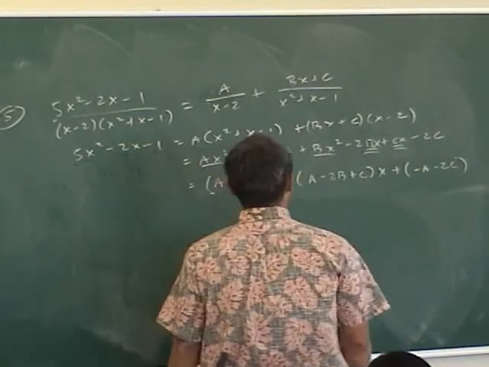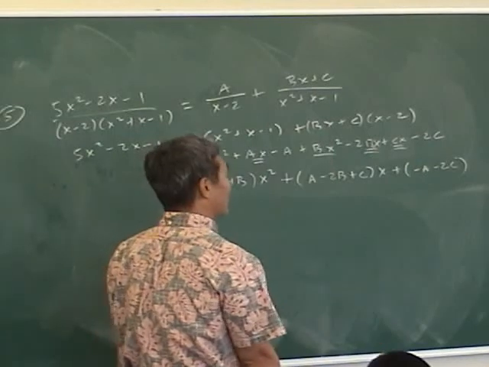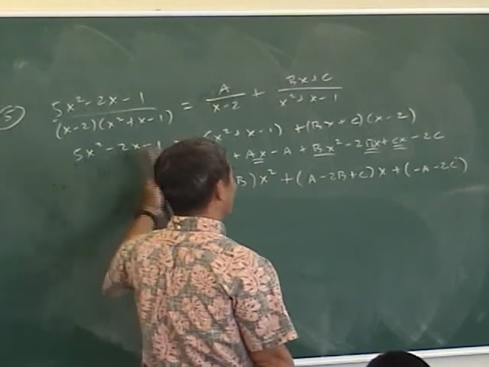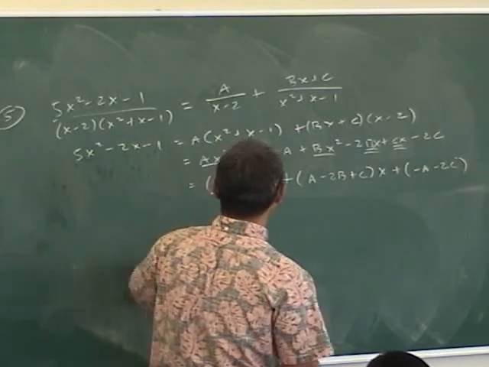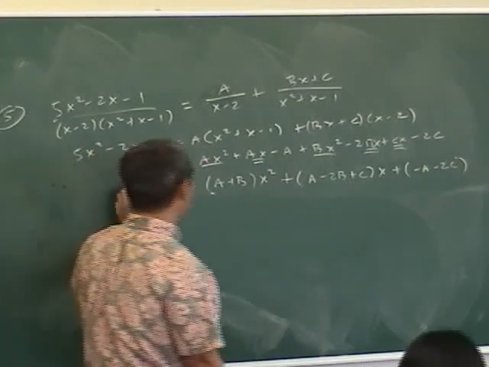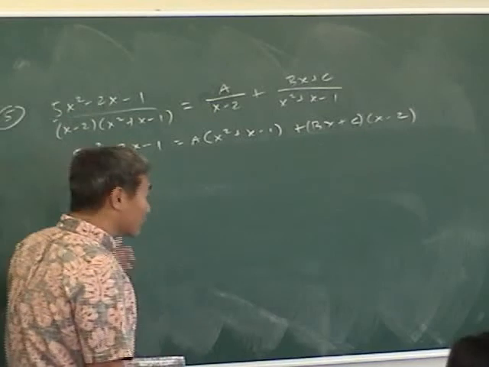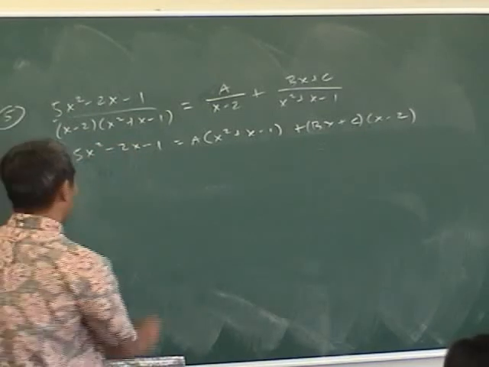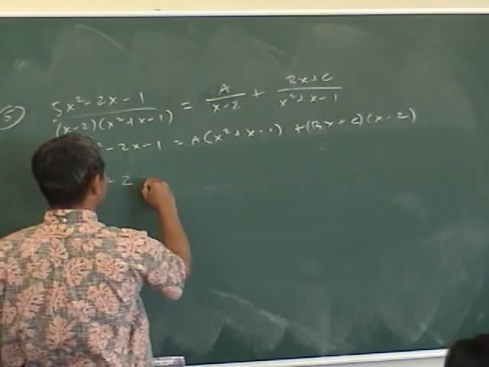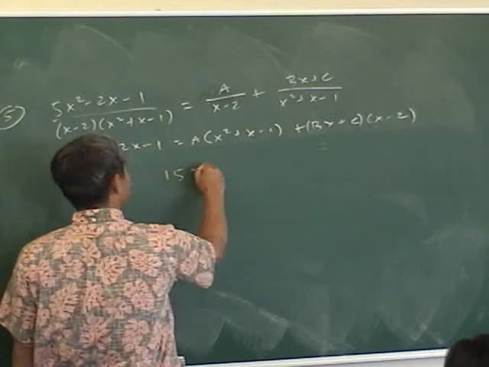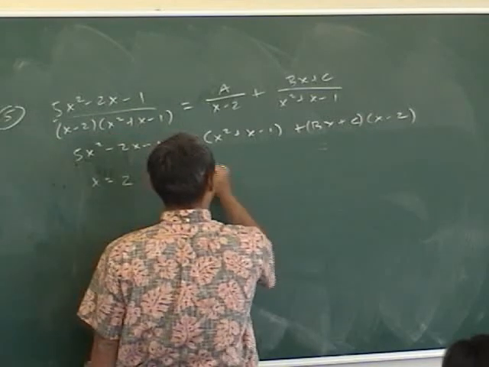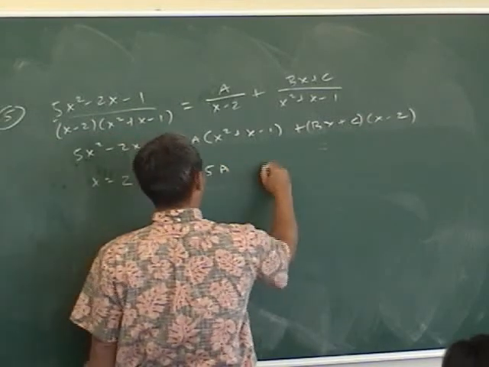Okay, Mr. Park, what if you just said, Mr. Park, I don't like the equating coefficients method because you gotta multiply out everything, especially this is an easy one. Wait till you see the ones you'll get later. Then don't do that, just do Heaviside the whole time. What's a good number to plug in for x? Well, we already said so, 2. 15 is equal to 5a, therefore a equals 3, right?